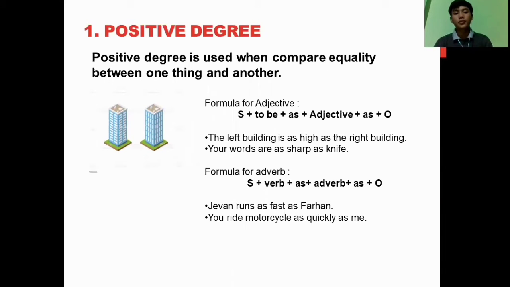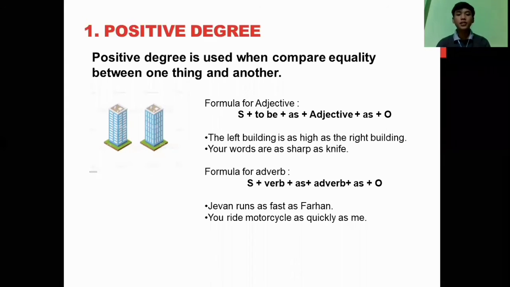Positive degree. Positive degree is used when comparing equality between one thing and another. So you can see the picture. There are 2 buildings with the same height. So how to express it in positive degree? You can use, and the formula is subject plus to be plus as plus adjective plus as plus object.